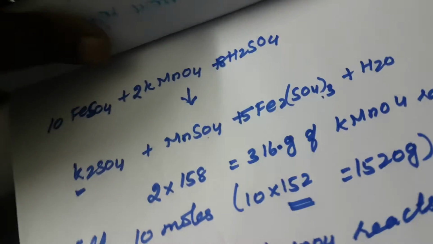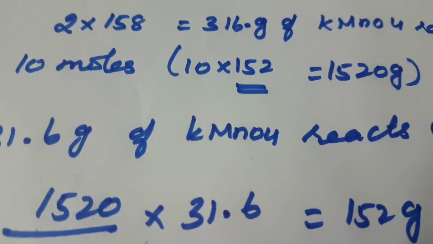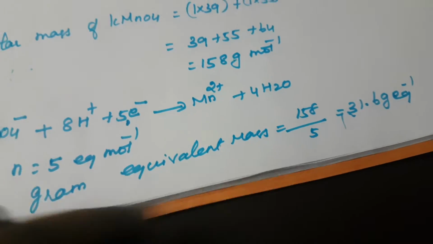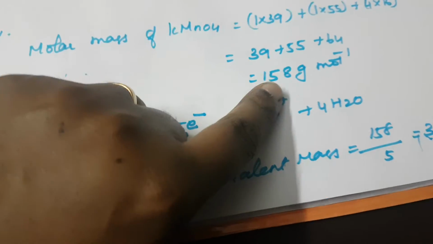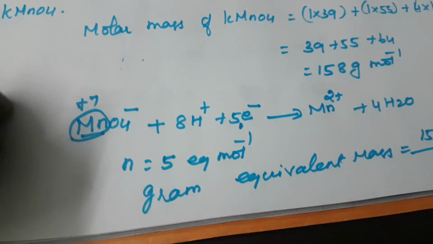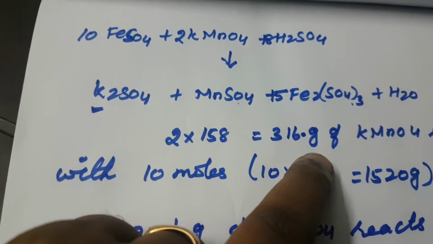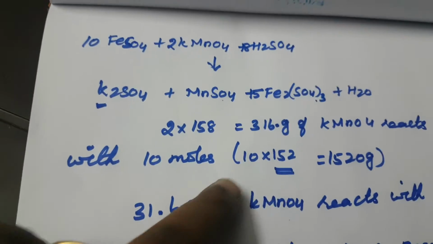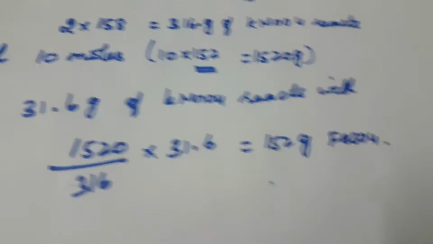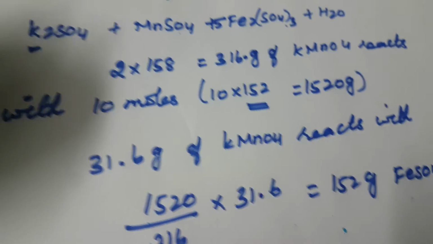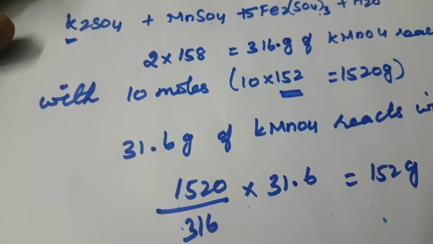Here it is the same thing. The gram equivalent mass of KMnO4 is 158. Molar mass of KMnO4 is 158. So here that is the same thing. 2 moles of 158, because 316 gram of potassium permanganate. So for 10 moles, the same answer will come, that is 152 grams. So here the mole concept and the equivalent mass concept are the same.